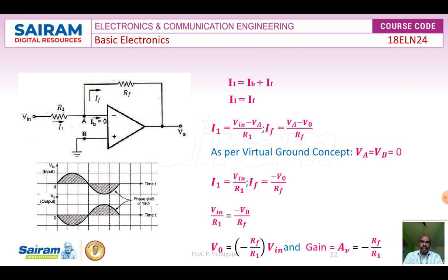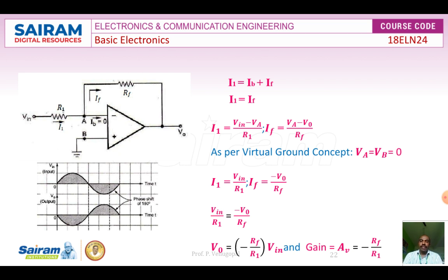In the circuit you are also observing the two terminals: the inverting terminal is indicated by A, and the non-inverting terminal is indicated by B. The non-inverting terminal is grounded or earthed. Now the virtual ground concept. According to the virtual ground concept, whatever voltage is present at terminal B, the same will be present at terminal A also, which means the voltage at terminal B is 0 because the non-inverting terminal is grounded. Since VB is equal to 0, VA is also equal to VB, which is equal to 0, and no base current flows.